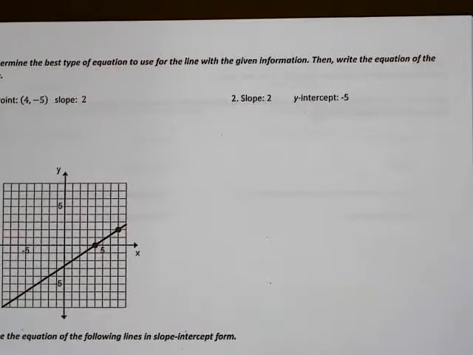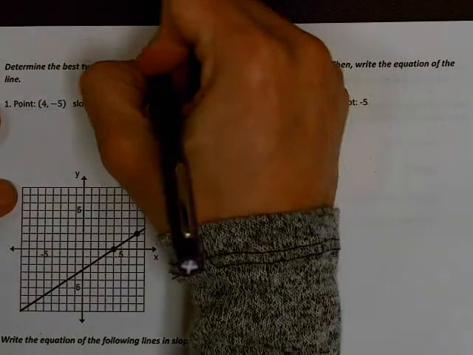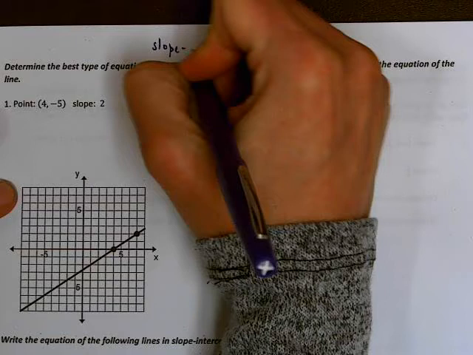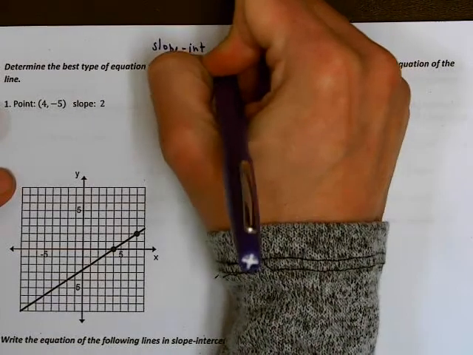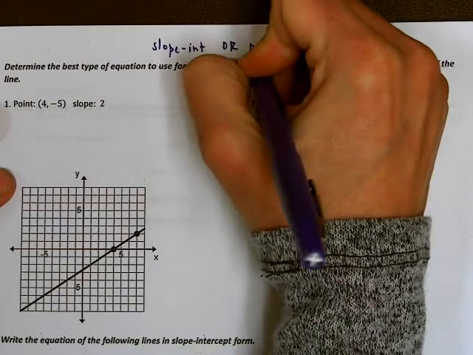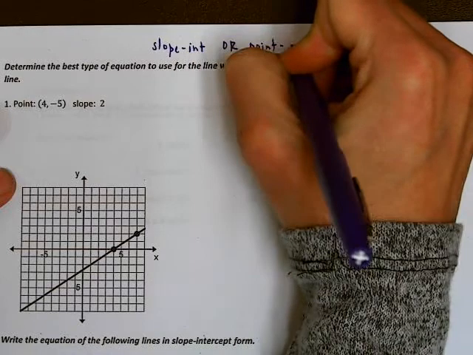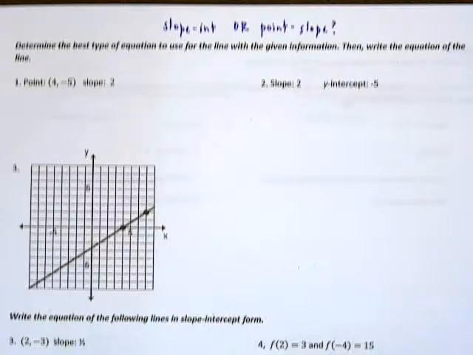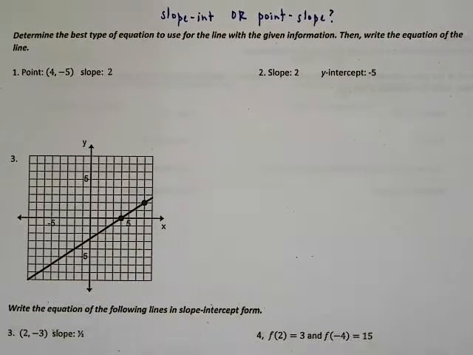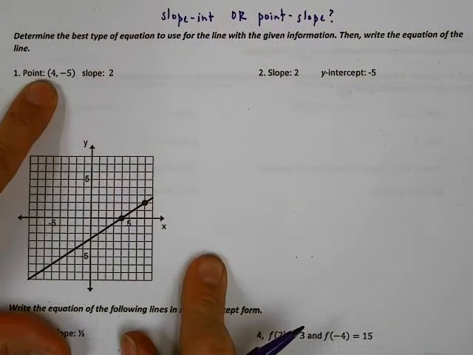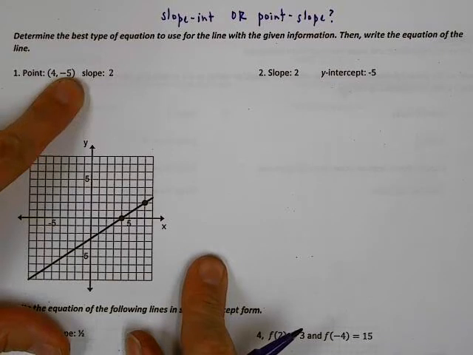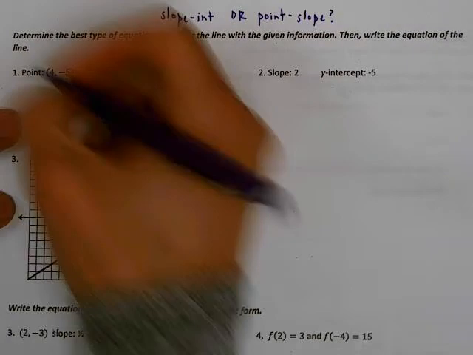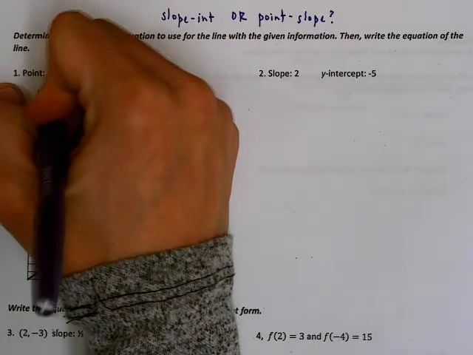So our big question is, do we use slope-intercept or point slope? That's what we're trying to decide, and we're using the information we have to make that decision. For example, in number 1, since I have a point and a slope, that's a pretty clear case for point slope form.